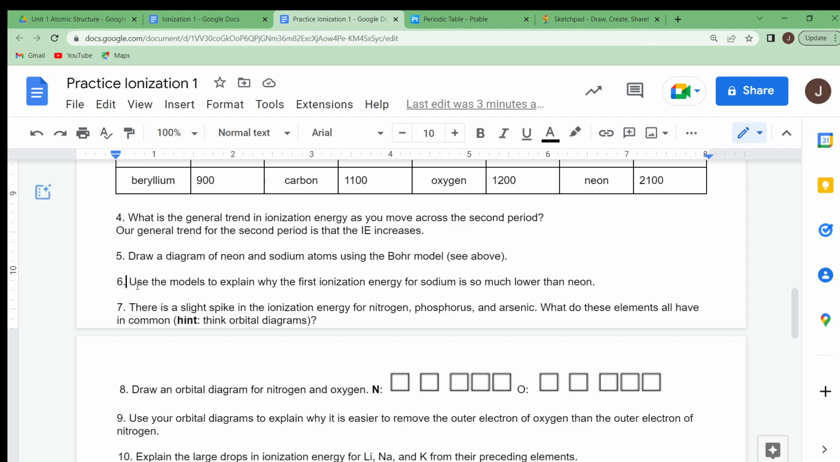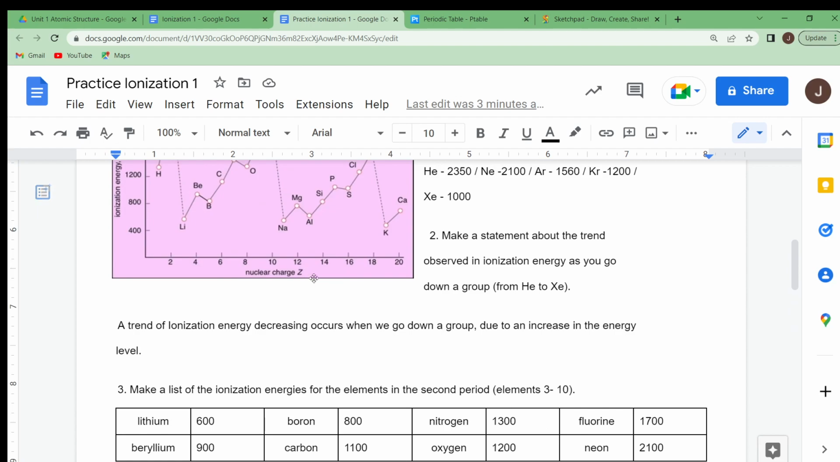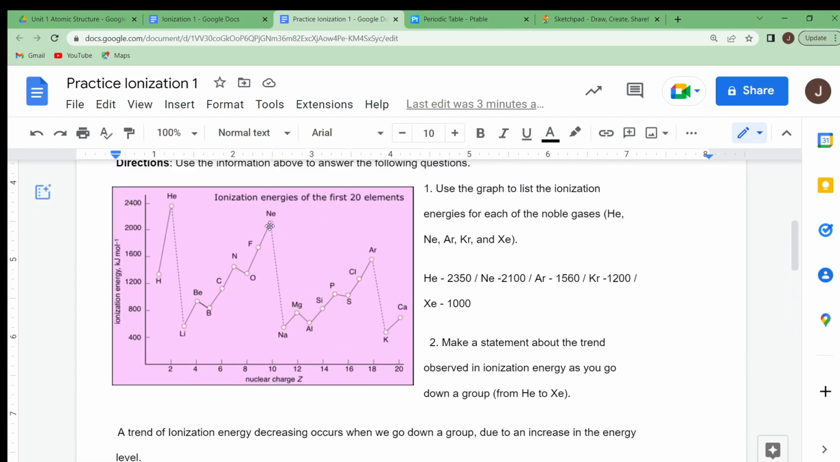Next, number 6, it's asking us to go ahead and use our models to explain why the first ionization for sodium is so much lower than neon. So let's go ahead and take a look at this. And it looks like neon's up here, and its first ionization energy, the energy to take that first electron, is so much higher than sodium's, which is way down here. So that's what it's wanting us to explain.